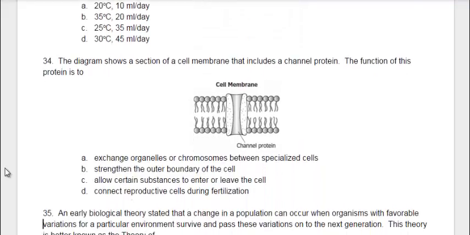34. The diagram shows a section of cell membrane and includes a channel protein. The function of this protein is to A. Exchange organelles or chromosomes between specialized cells, B. Strengthen the outer boundary of the cell, C. Allow certain substances to enter or leave the cell, D. Connect reproductive cells during fertilization.